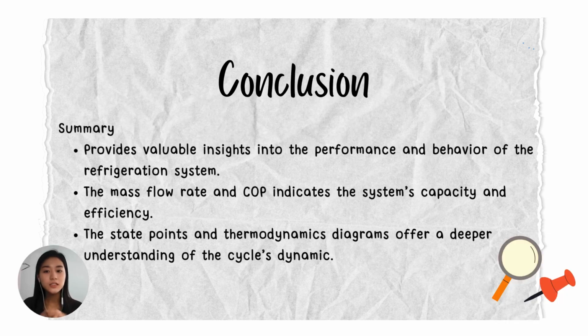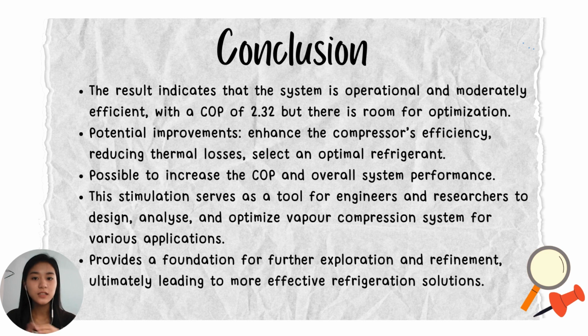In conclusion, the estimation of the vapor compression cycle with the given input parameters provides valuable insights into the performance and behavior of the refrigeration system. The mass flow rate and COP are crucial indicators of the system capacity and efficiency, while the state points and thermodynamic diagrams offer a deeper understanding of the cycle dynamics. The result indicates that the system is operational and moderately efficient with a COP of 2.32. However, there's room for optimization.